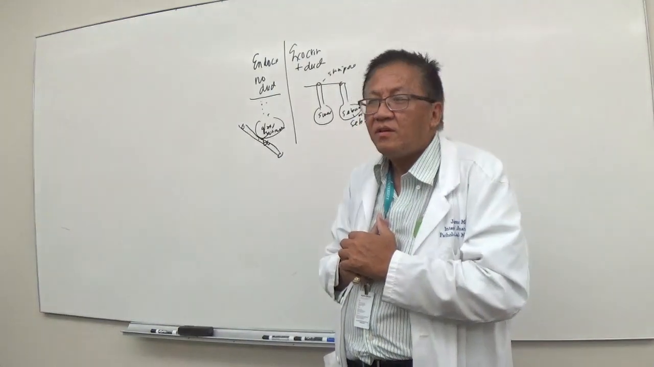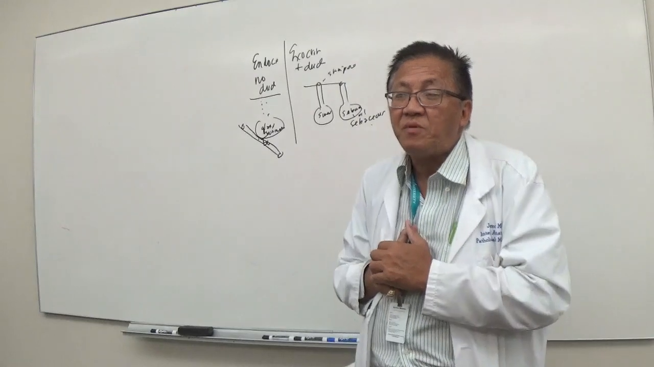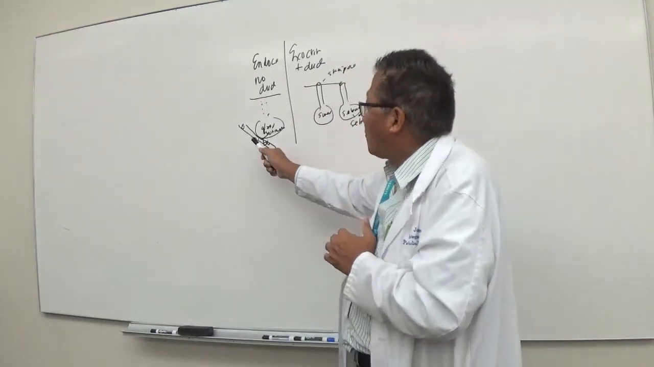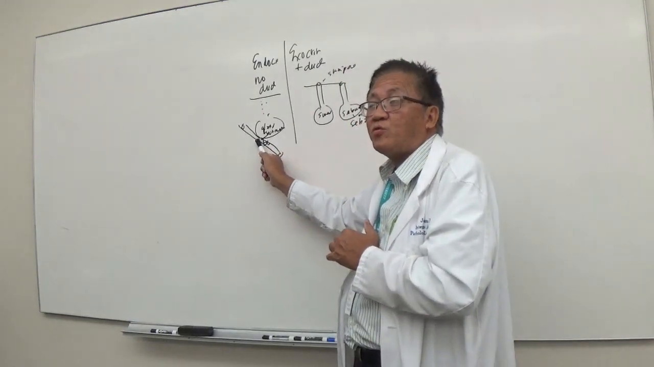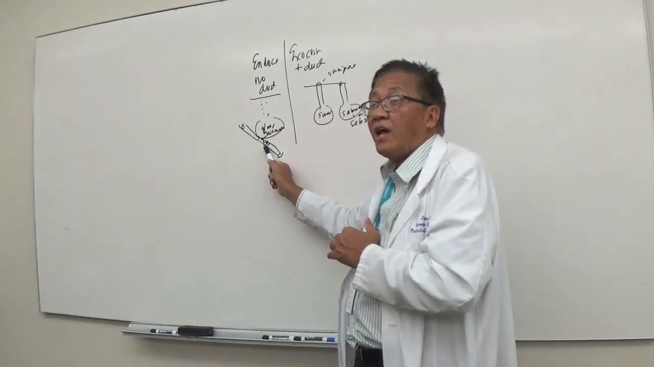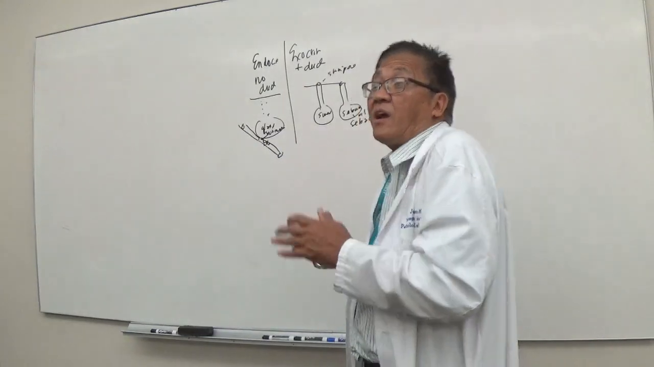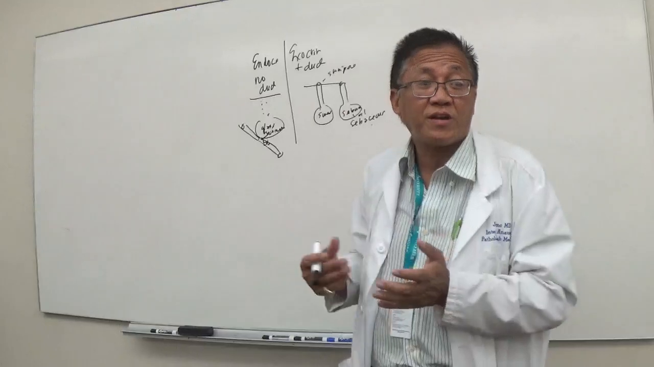Okay, you are correct. You want to reach the target organ, that means the hormones have to go into the blood circulation so that the hormones can go where? The target organs. Reach the target organs.